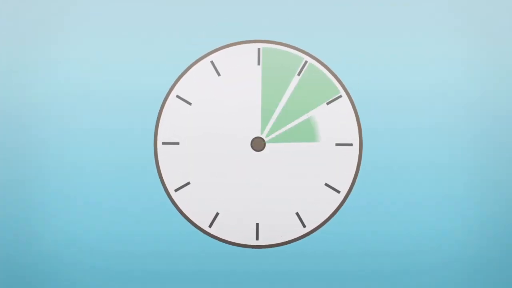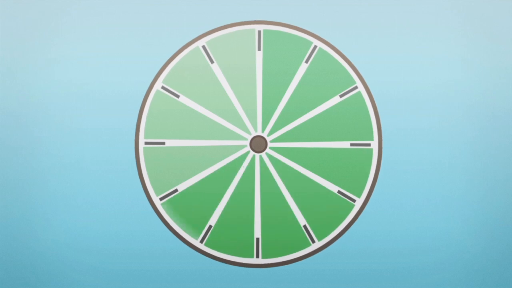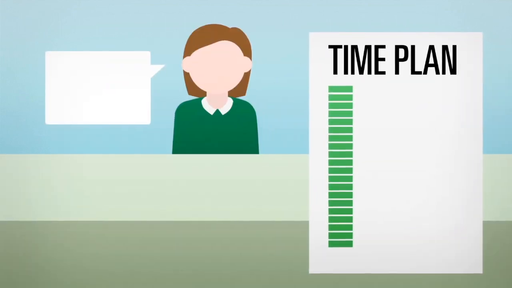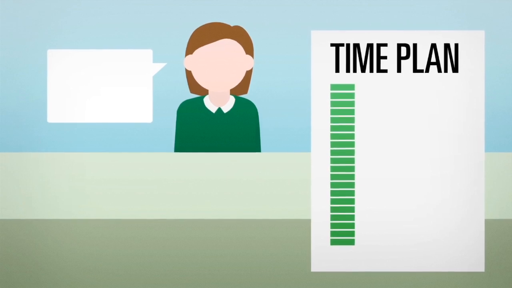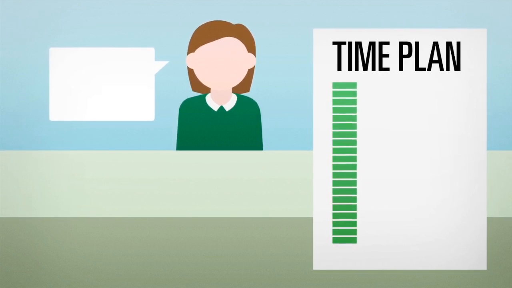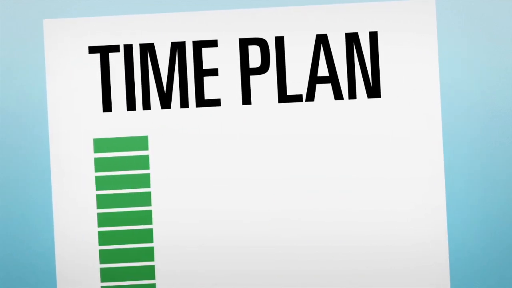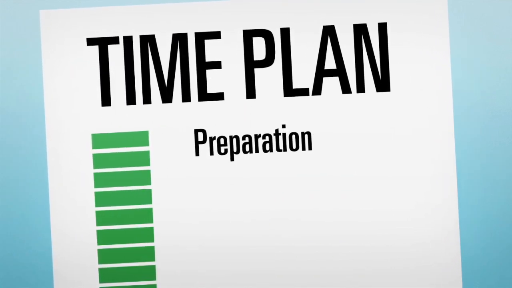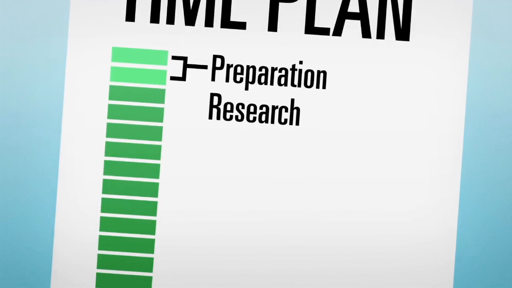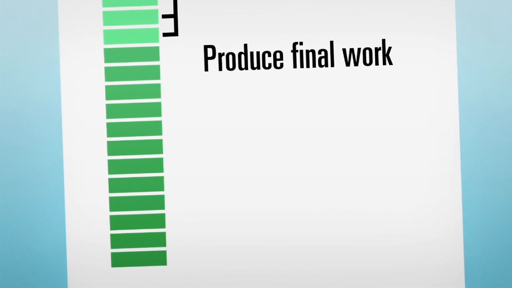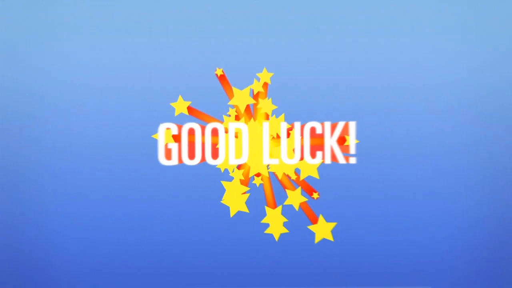Using your time. You will have 20 hours to carry out the practical investigation. Plan out how you will use your time. Your teacher will probably have given you advice on this. It would be useful to produce a time plan and stick to it. So here's a suggestion for how to divide up your time. Preparation, 2 hours. Research, 6 hours. Producing final piece of work, 12 hours. Good luck!